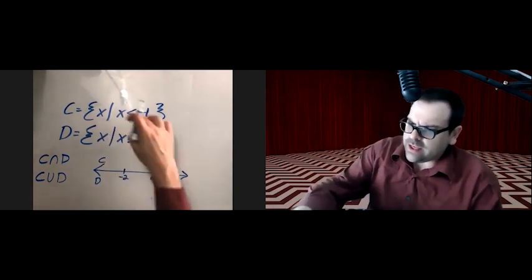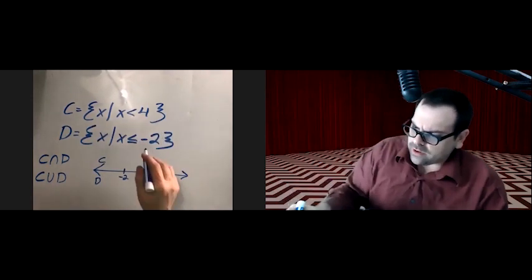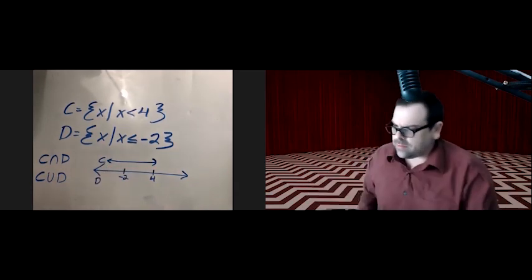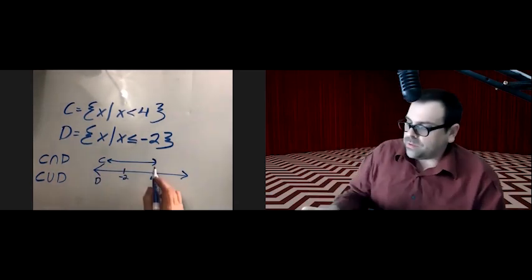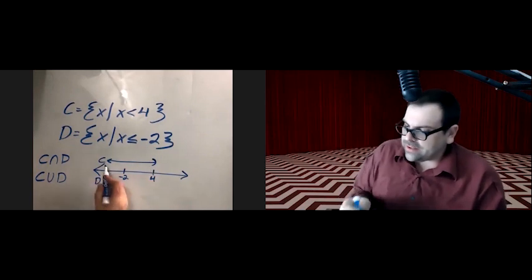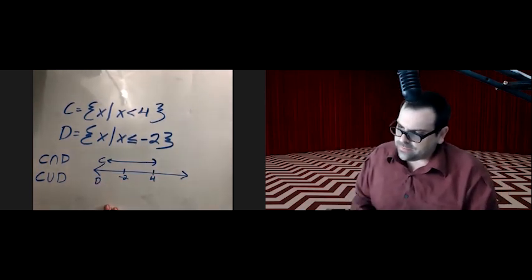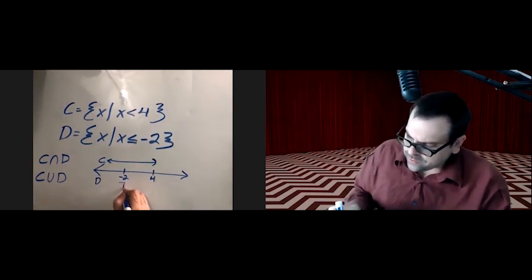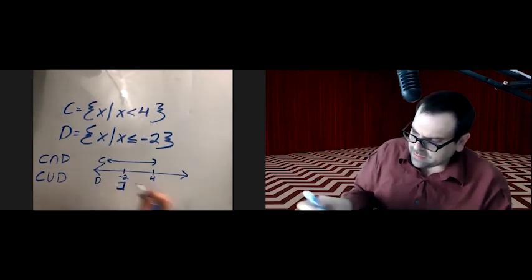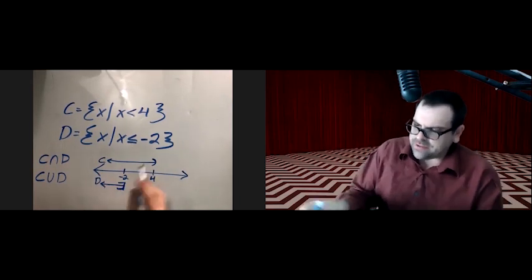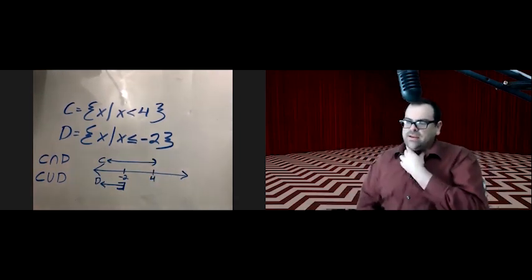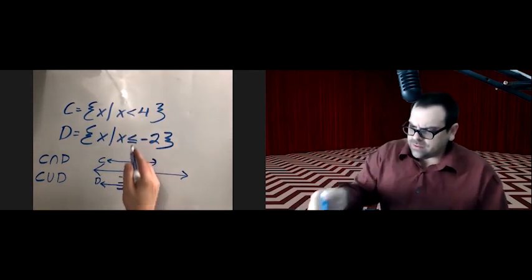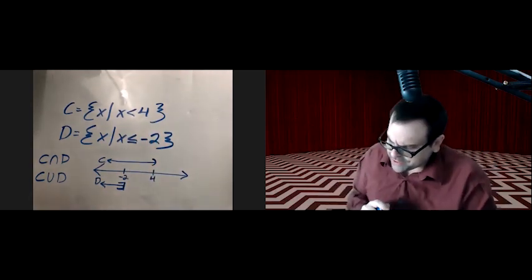C is X less than 4. So a less than would look like that with a parenthesis, and we're shading the things less than 4. Less than or equal to -2 would be a square bracket, but we're still going to the left because we're shading the things less than -2. When X is on the left, it actually points which direction to shade to.